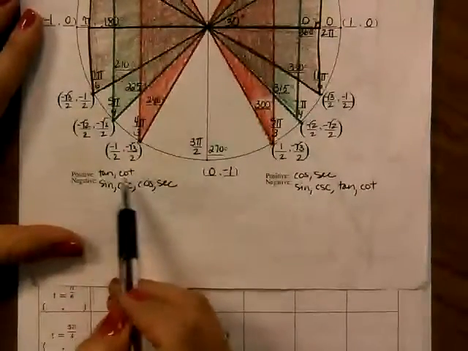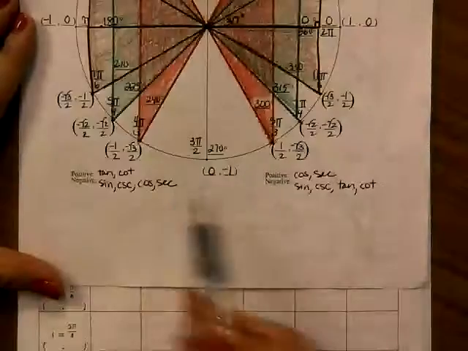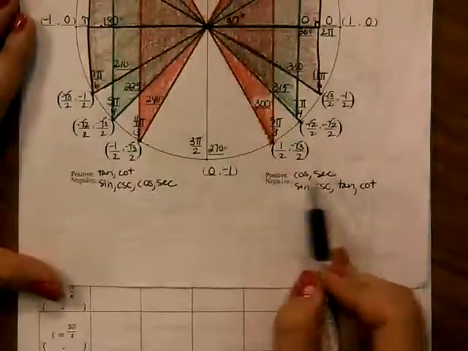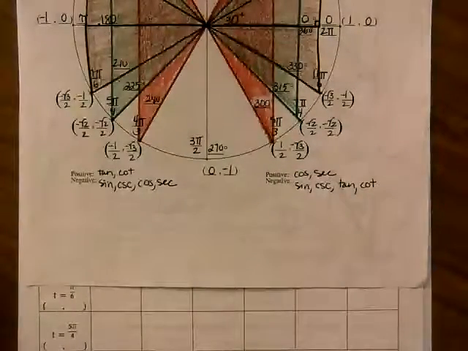And then in quadrant 3, tangent and cotangent are positive, the other 4 are negative. And then in quadrant 4, cosine and secant are positive, and the other 4 are negative.